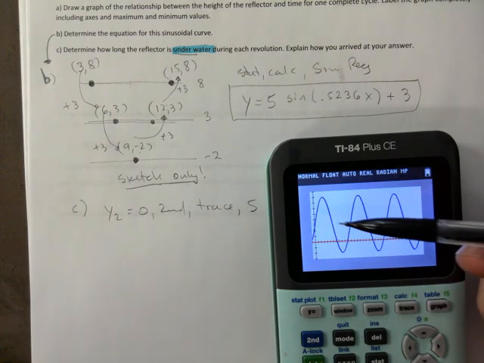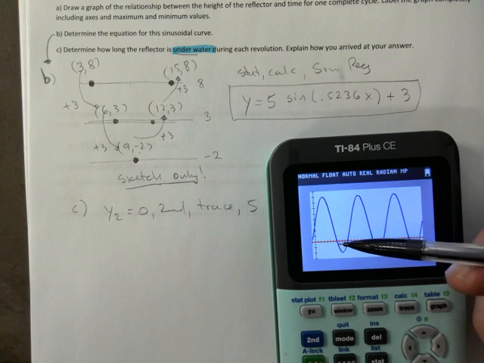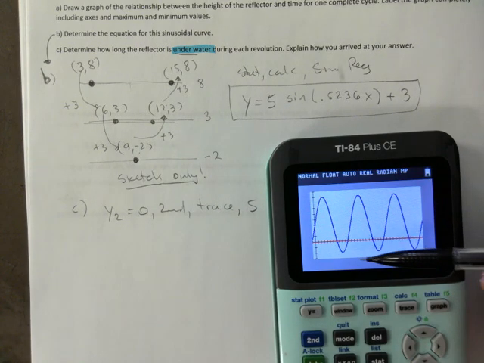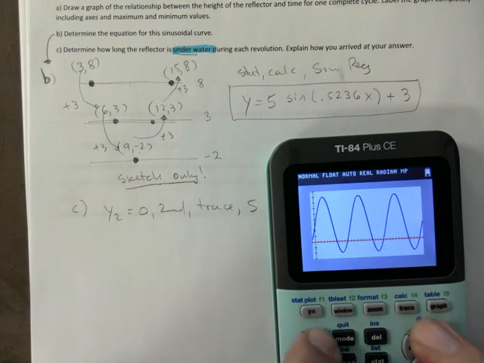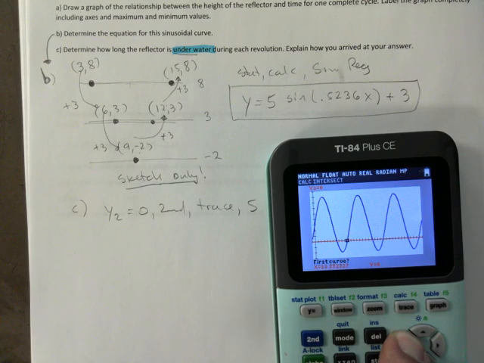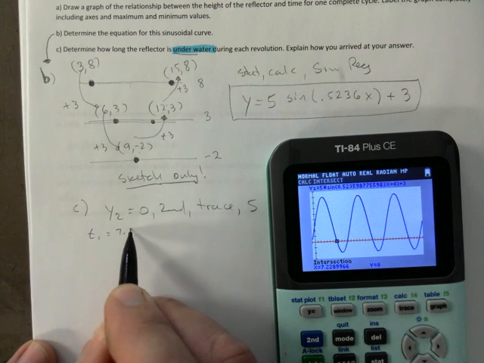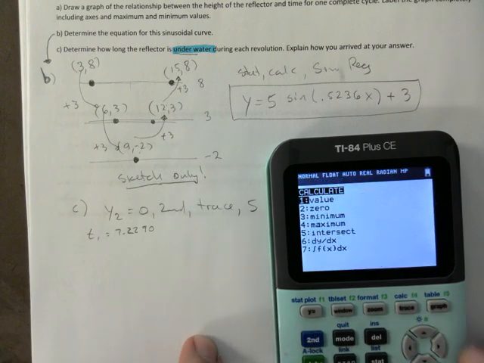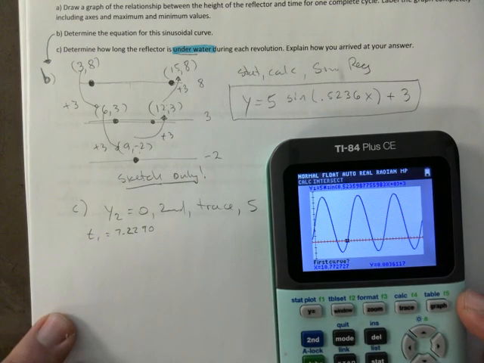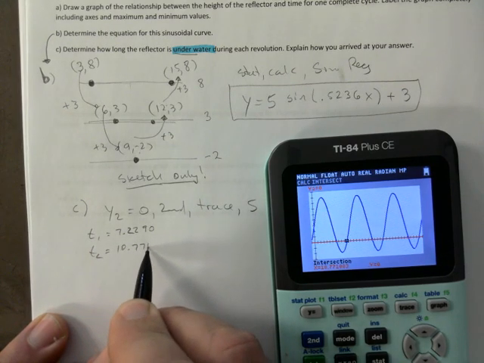So one revolution happens from here to here, okay? So that's what we're interested in. If we find these two times, let's go ahead and do that, and then I will explain what we need to do here. Second trace 5. I'm going to jump to the red line. You already found it probably. So time 1 is 7.2290, right? That's what it rounds to. Second trace 5, the other side. Time 2 is 10.7710.